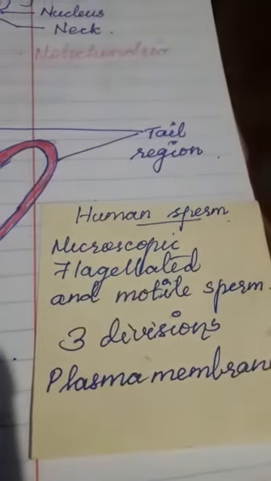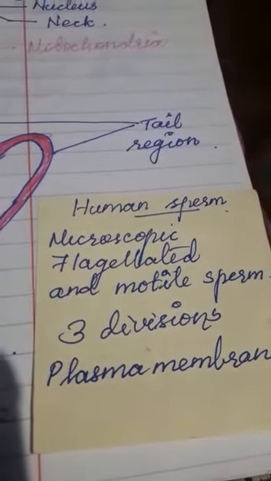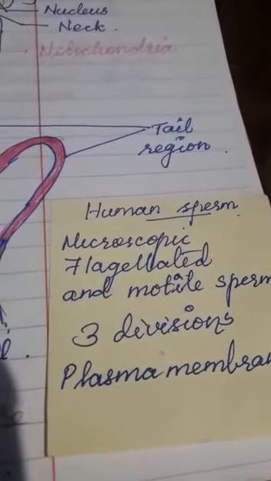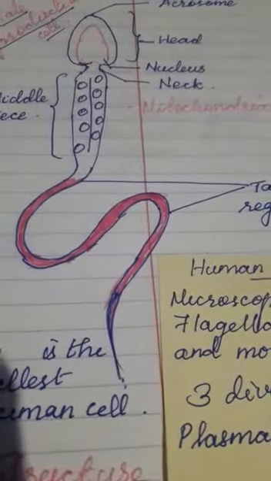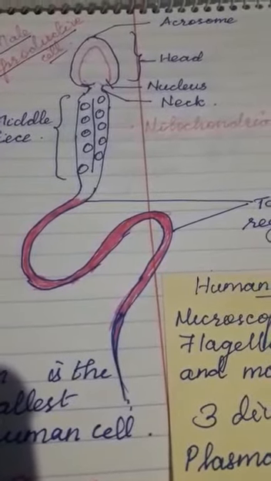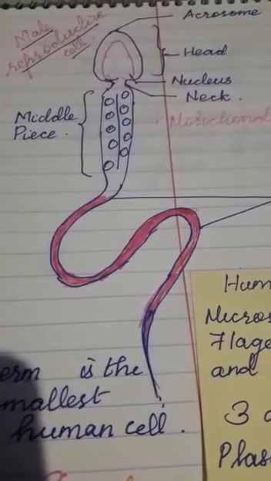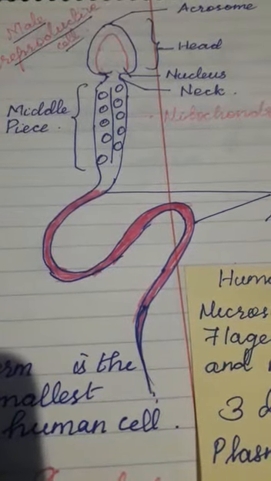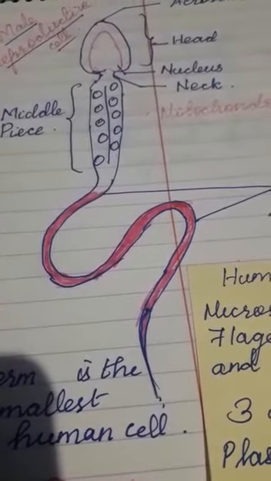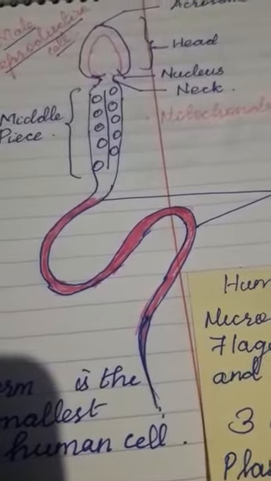The characteristics of human sperm: it is microscopic, flagellated and motile. Next, the entire part of the sperm is enclosed with plasma membrane. Then the movement of the sperm cell is forward movement. The body of the sperm is divided into three divisions: head region, middle region and tail region.